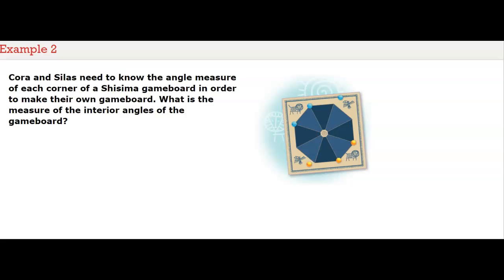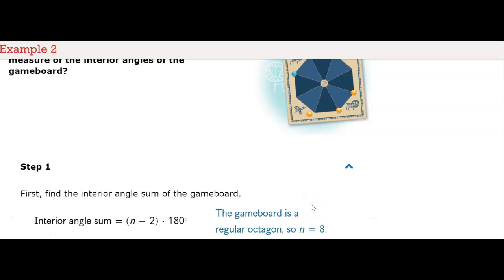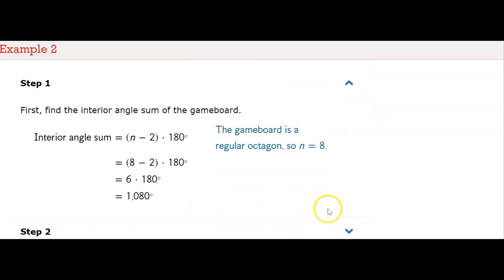Cora and Silas need to know the angle measure of each corner of a Shishima game board in order to make their own game board. What is the measure of the interior angles of the game board? Step 1. First, find the interior angle sum of the game board. Here's our formula. The game board is in the shape of an octagon, so the n will represent 8. And so 8 minus 2 times 180 equals 1080.